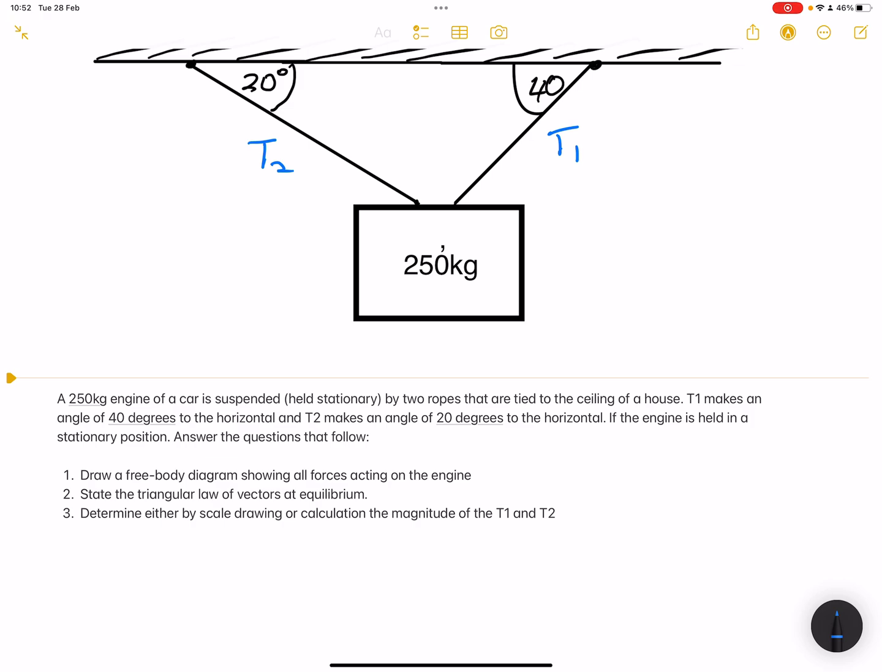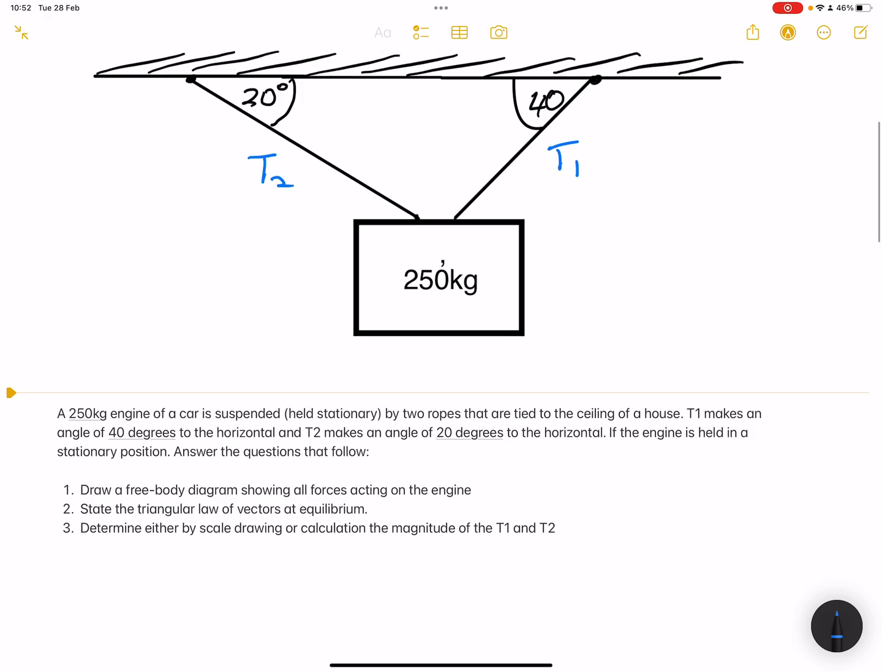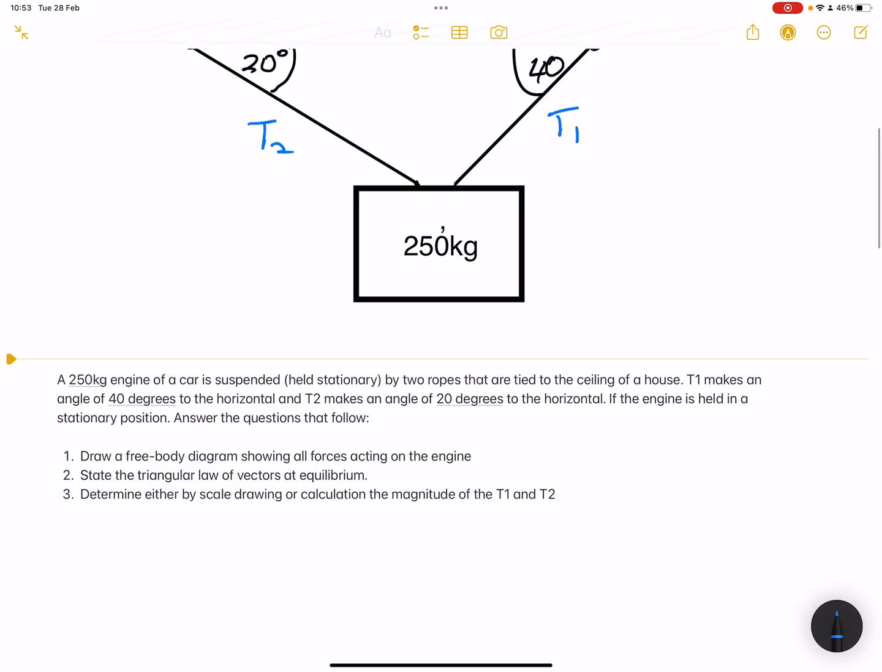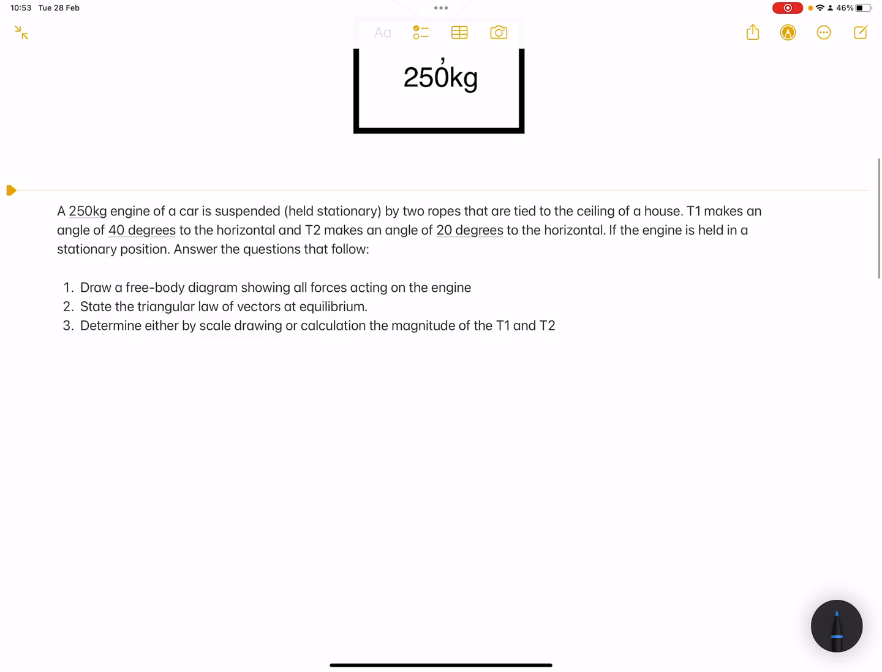All right, now, ladies and gents, we've already looked at it using the sine rule, using the triangular law of vectors or forces in equilibrium. So in this case, what I want to do, if you'll allow me, I'll just answer question 1 and question 3 without necessarily stating question 2. So they say draw a free body diagram.